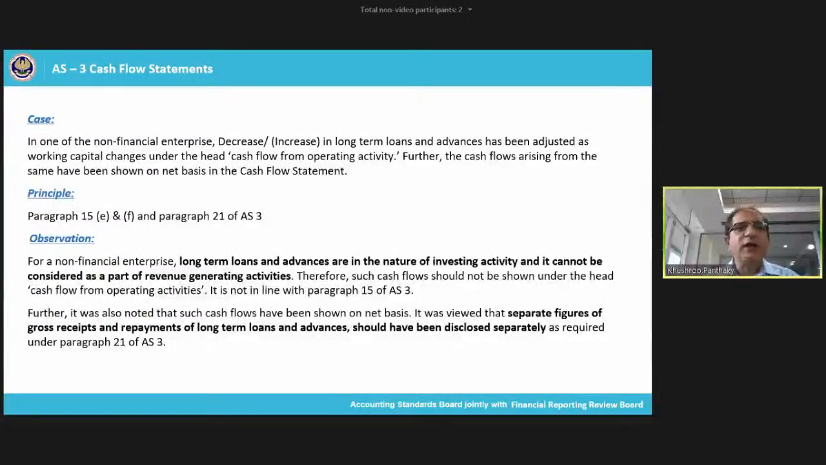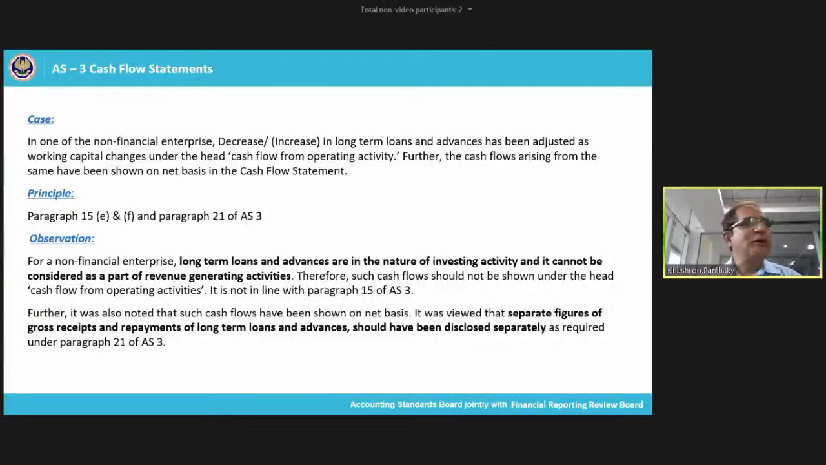The next particular one: there are quite a few errors which the Institute, during the course of its review through FRRB, has noticed on this accounting standard. And this is again a very typical one. The next one that is coming up again is a very typical one.